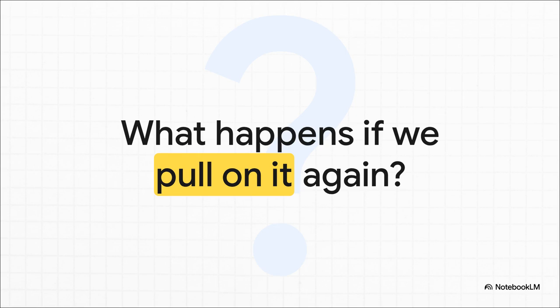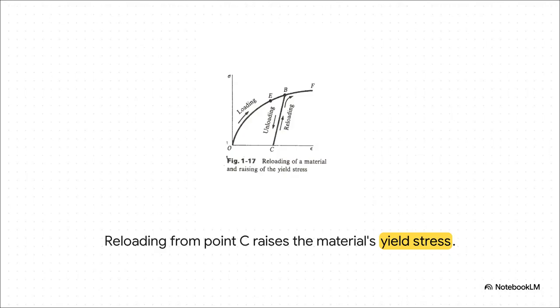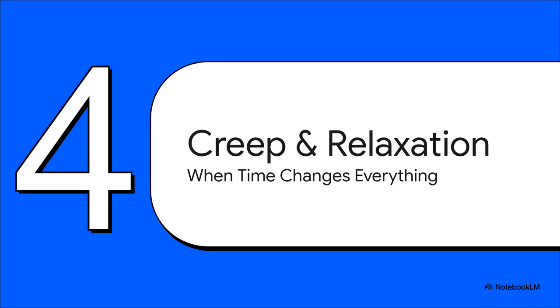What do you think the graph is going to look like if we start pulling on our permanently bent paperclip a second time? And here's the amazing part. When we pull on it again from point C, it now acts perfectly elastic all the way up to point B. We've actually raised its elastic limit. By stretching it past its original limit, we actually made it stronger. This is a real thing. It's called work hardening, and it's a huge deal in engineering. How cool is that?